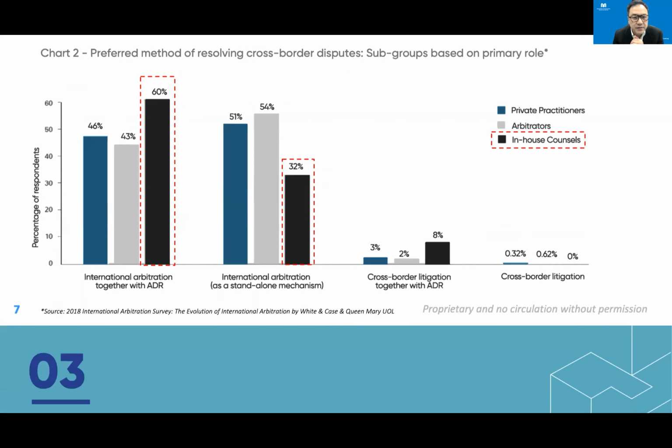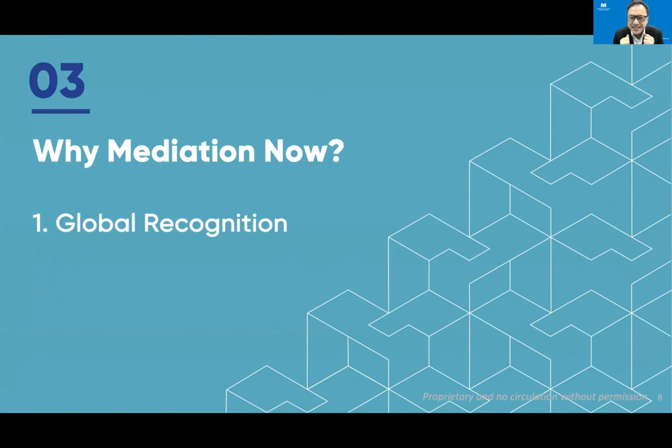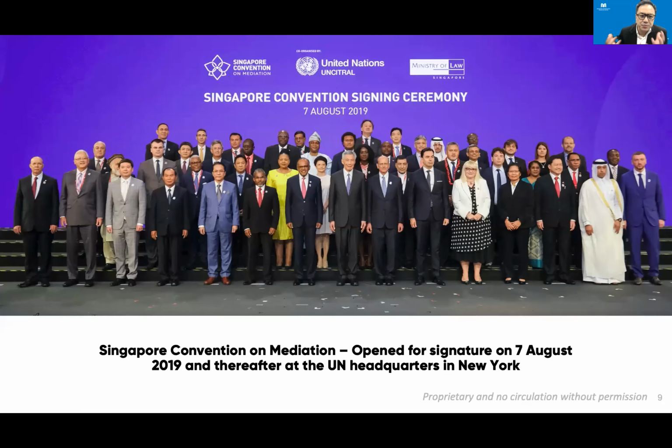Okay, next chart. So why mediation now? I think that's really the critical question, and you may have seen a lot of press on this over the last 12 months or so. So first of all, is the global recognition. Next chart. You will see in this beautiful photograph that the Singapore Convention on Mediation was signed on 7th of August 2019, and you see our Prime Minister there with the heads of state of many of the delegations that came and signed up on this very auspicious day.